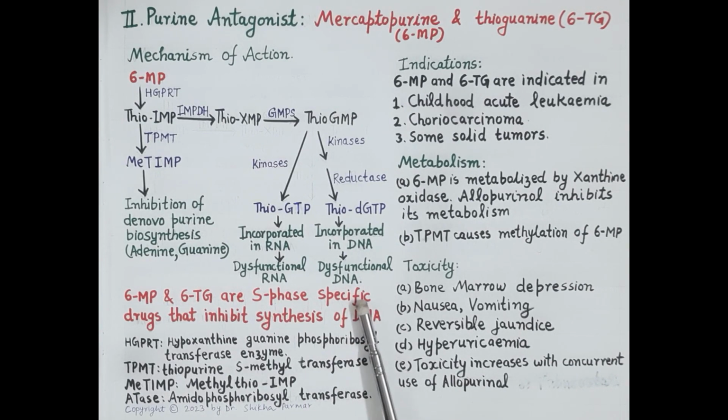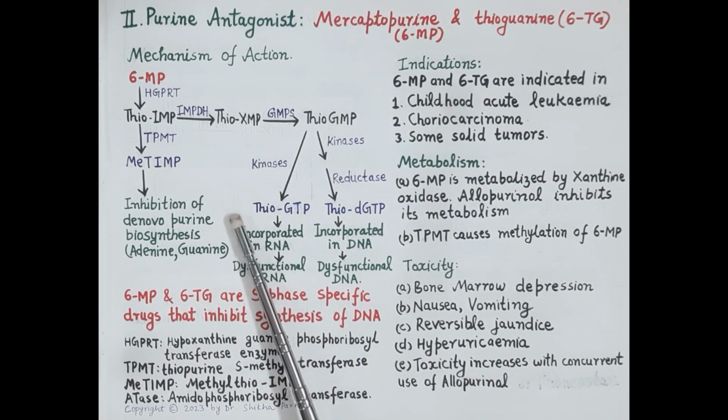So, this is the mechanism of action of 6-mercaptopurine and 6-thioguanine. Now, the full forms of all these enzymes which are used in this reaction are given over here.